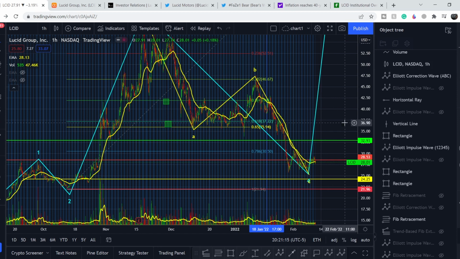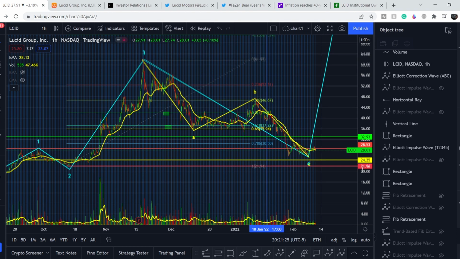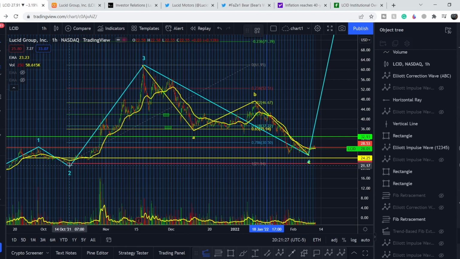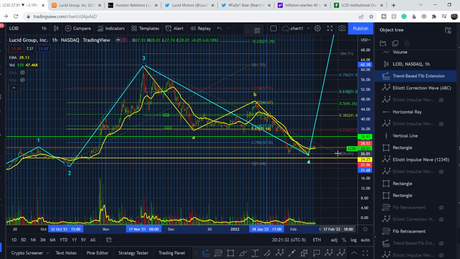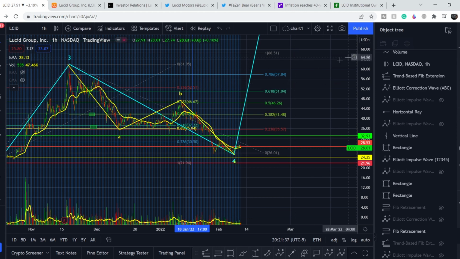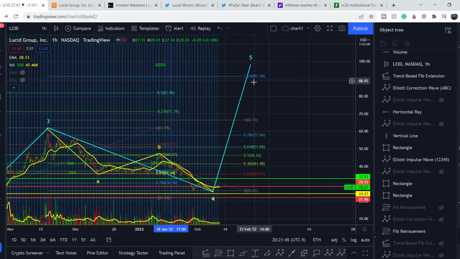So guys, what are the main targets? As long as this range of 25.74, roughly $26, holds, we can project the target, and in this case I have to pull the Fibonacci extension from the bottom of the third wave to the top of the third wave and to the bottom of the retracement. And as long as this pivot holds, we have the ranges from $57.84 as our first range to the most aggressive target of $91.54 at the 1.618 extension level.